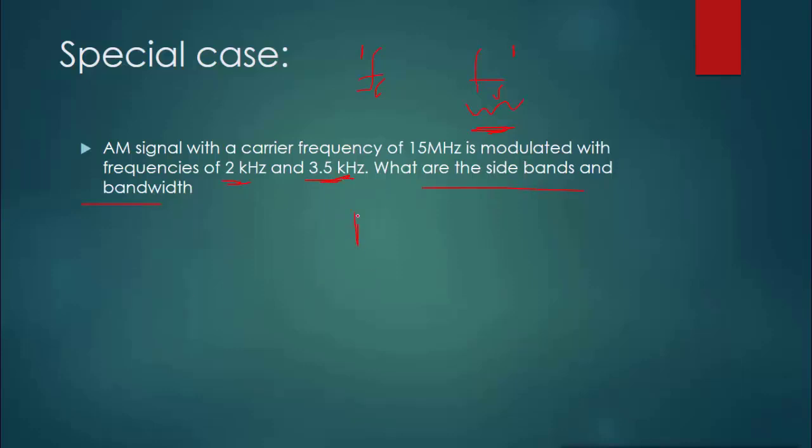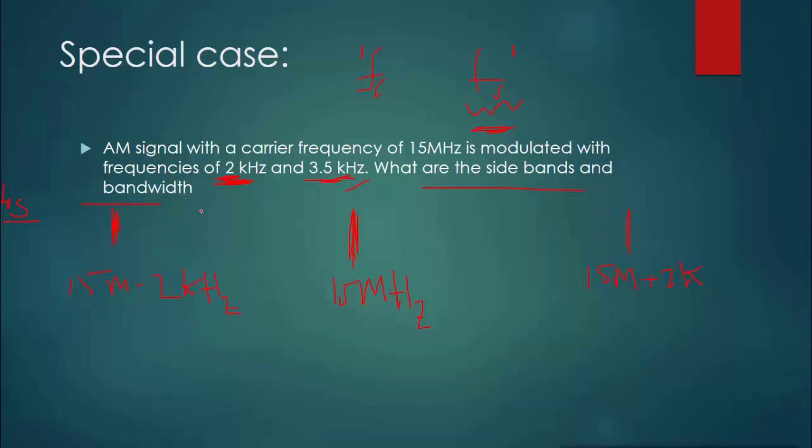Okay, so we know kwenye frequency spectrum yetu frequency ya carrier ni 15 MHz. We have upper sideband na lower sideband. Okay, lakini tuna mbili, so it means tutakuwa na frequency spectrum mbili. The first frequency spectrum is for lower limit of the signal frequency ambayo ni 2 kHz. Kwa for the first tutakuwa na 15 mega plus 2 kHz, 15 mega minus 2 kHz.